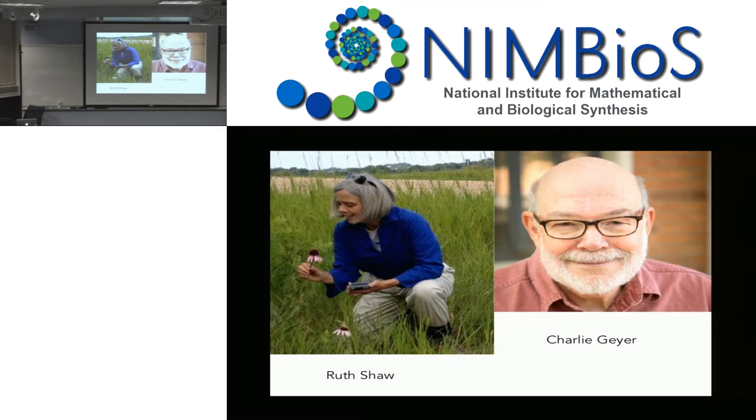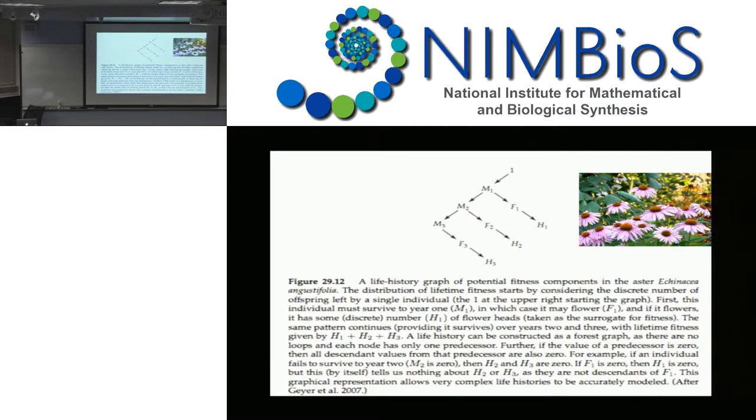She and Tom Mitchell-Olds are the other group that did a lot of input to extend these Lande-Fisher models. But here's the basic idea behind the Aster model. There's the Aster, and here's a life history graph. And as you see, it's kind of not obvious. So I have an individual, it starts up there. And that individual must survive to either year one, year two, or year three. So it survives to year one, there's a chance of surviving to year two. Survive to year two, it could survive to year three. That part is sequential.